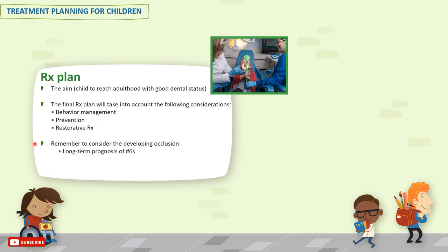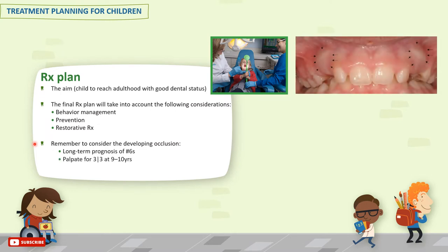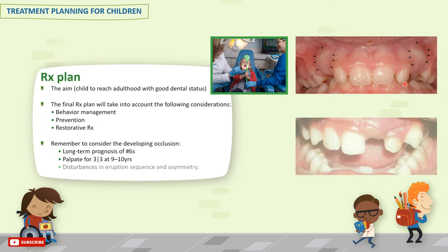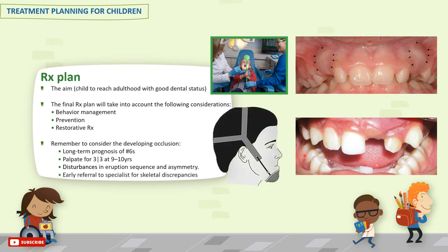You can extract the poor quality first permanent molars. Palpate for the canines at the age of 9 to 10 years to discover palatally displaced maxillary canines. Beware disturbances in eruption sequence, failure or delayed eruption, or asymmetry. Refer early to a specialist for skeletal discrepancies and for any significant abnormal findings.